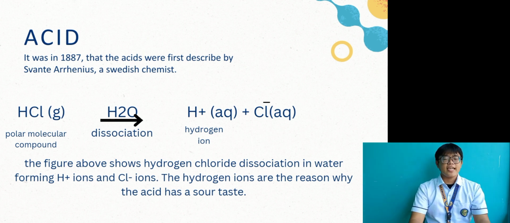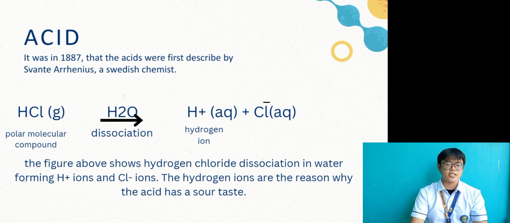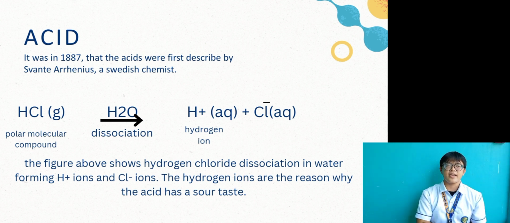In 1887, acids were first described by Svante Arrhenius, a Swedish chemist. As you can see in the PowerPoint presentation, hydrogen chloride is dissociated by water, H2O, to turn into hydrogen ions, which are the reason why acids have their sour taste. And back to the beginning, if some of you answered lemons as an acid, then you are correct.